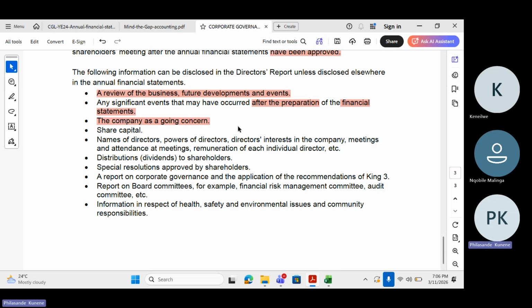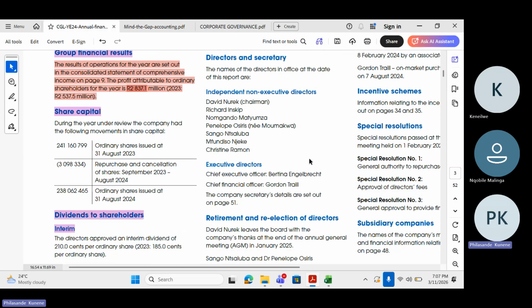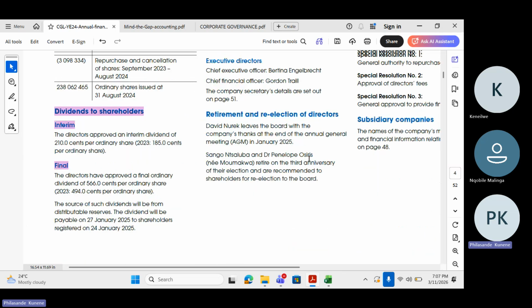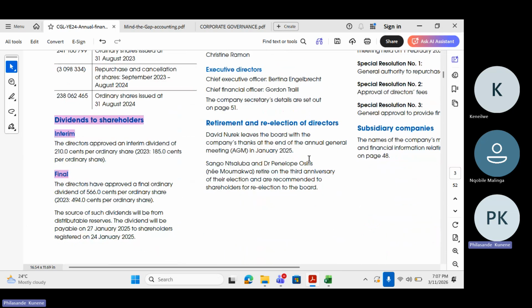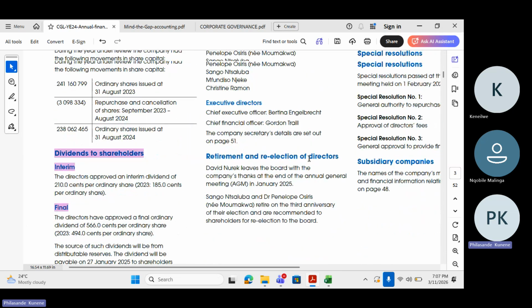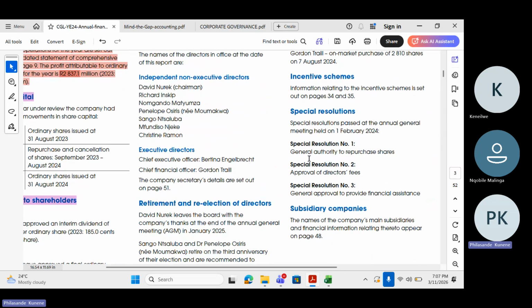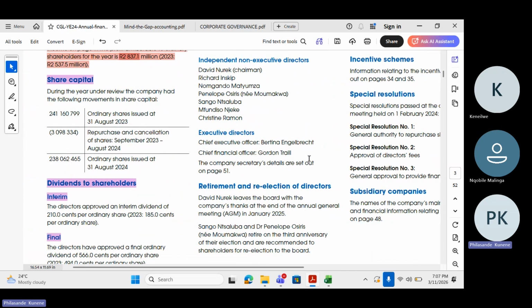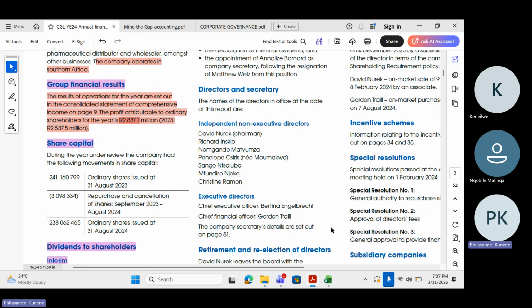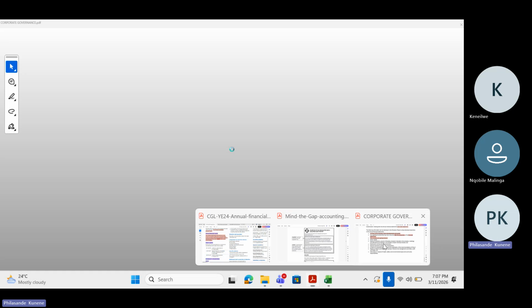Indicating that the company will still be able to operate 12 months after the year end of the current financial year. Directors must indicate whether the company is still a going concern. That is supposed to be somewhere here. I'm not sure if it's here, but it has to be included in the report. I don't see it, but it has to be included, whether the company is still a going concern or not.